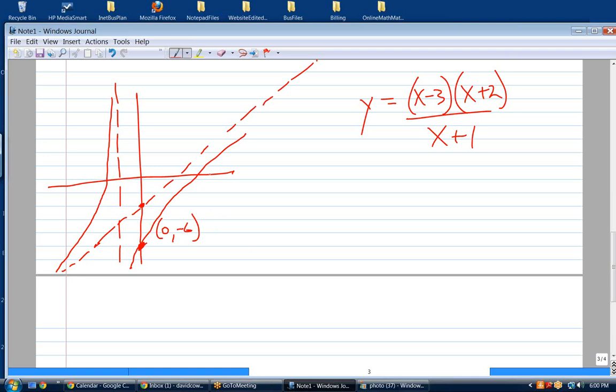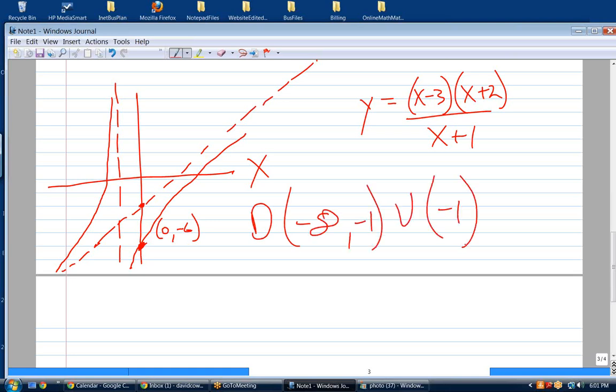Now, for this problem, domain is what? Negative infinity to negative 6... to negative 1. Remember, domain is going along the x-axis. In other words, you get to this vertical asymptote, which we cannot cross. So the domain is going to be negative infinity to negative 1 combined with negative 1 to positive infinity.